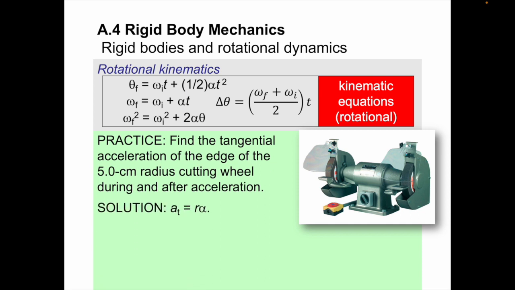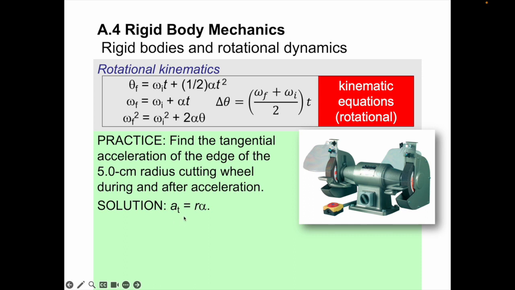And for the last part here, it says find the tangential acceleration of the edge of the 5.0 centimeter radius cutting wheel during and after acceleration. So the tangential acceleration is going to be related to that angular acceleration. In fact, the tangent is going to be linear. The tangent to the side of the circle is going to be the linear version of that acceleration. So they're asking for the linear version here.